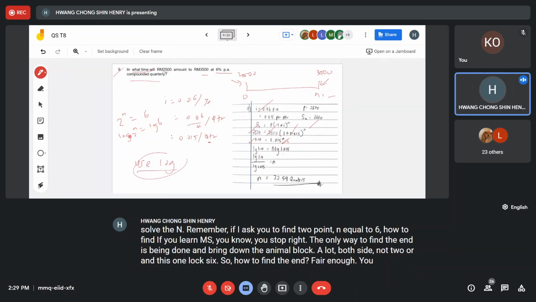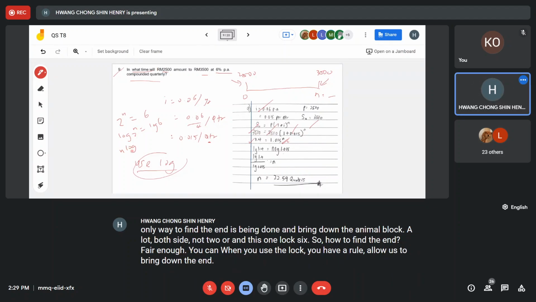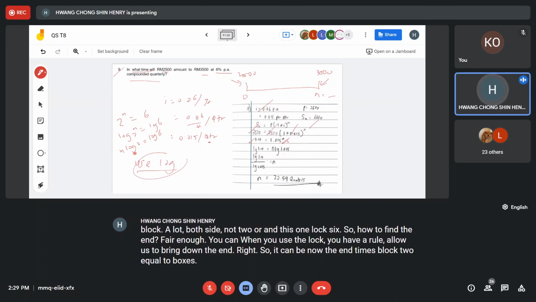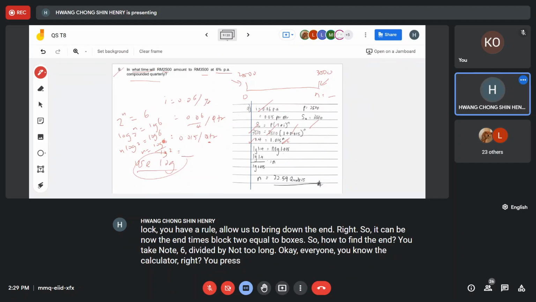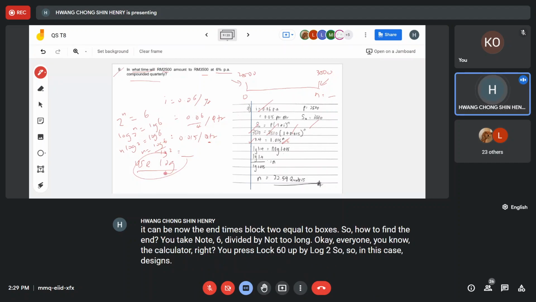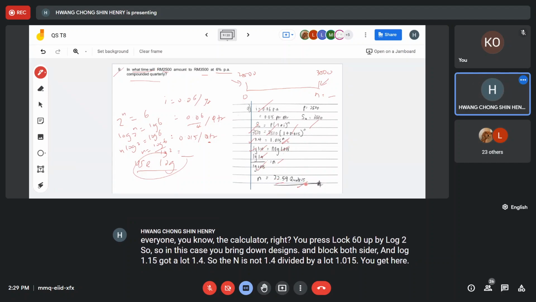When you use the log, you have a rule that allows us to bring down the n, right? So you bring down the n: n times log 2 equals log 6. So how to find n? You take log 6 divided by log 2. Everyone, you know the calculator, right? You press log 6 divided by log 2, that's the answer. So in this case, you bring down n, log both sides: n log 1.015 equals log 1.4. So n is log 1.4 divided by log 1.015. You get 22.59. This is quarters.